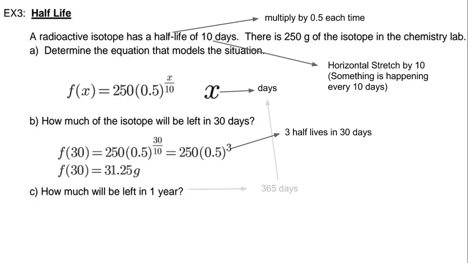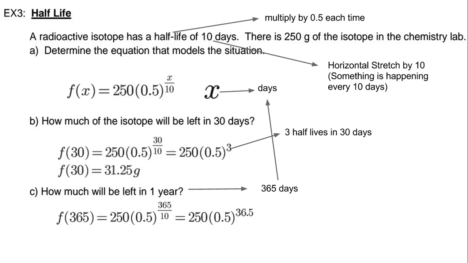How much will be left in a year? A year is 365 days. We have to realize that, because we can't sub in 1, because we've got to do everything in days. So if you sub in 365, we get an exponent of 36.5. Again, you could have done that without writing the exponent this way, just as x is the number of half-lives. So we've got 36.5 as our number.